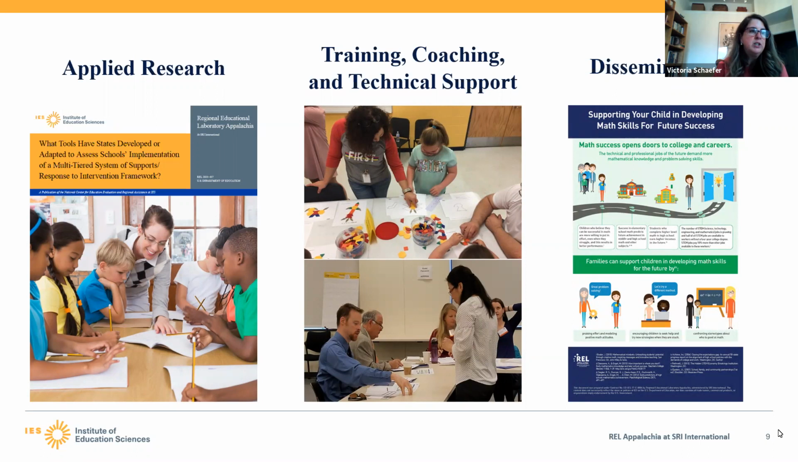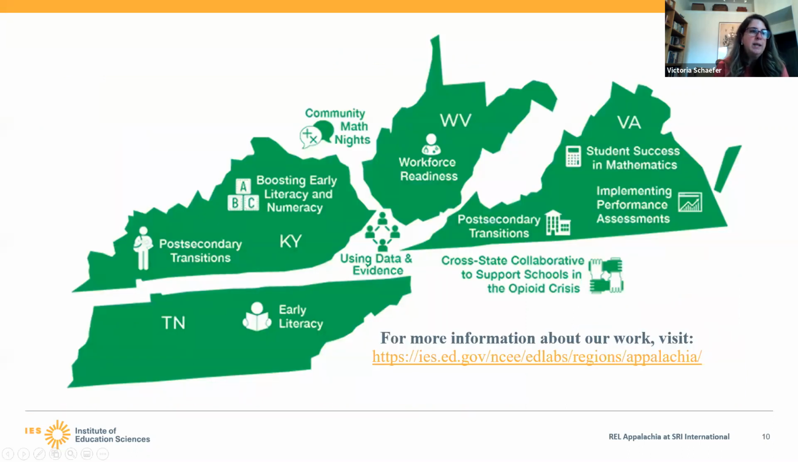In the Appalachia region, we partner with a variety of state and local stakeholders in Kentucky, Tennessee, Virginia, and West Virginia to work on several education-related issues, including improving post-secondary transitions, early literacy, using data and evidence across states, and more. For more information about the projects we're working on, we encourage you to visit the REL Appalachia website through the link on your screen.